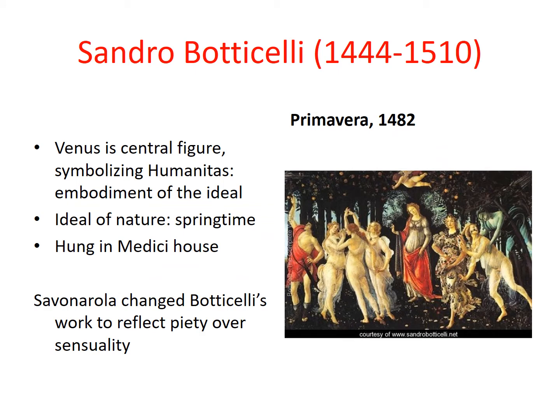Sandro Botticelli is our next artist. This is where you see how the classical themes from the ancient Greek and Roman world come back into vogue. This is Primavera, that was painted in 1482. Venus, the goddess of love of Greek mythology, was the central figure, symbolizing humanitas, the embodiment of the ideal of humanity, what will be humanism in the Renaissance. The ideal of nature is also shown here. Of course, Primavera means the birth of spring.